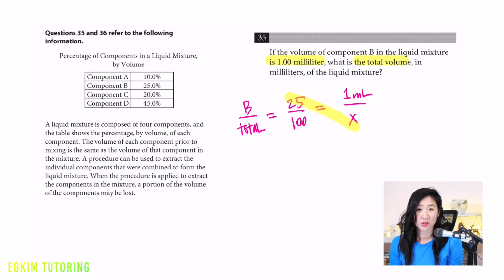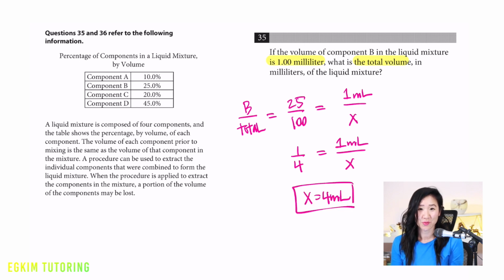And now you can actually cross multiply, but before you cross multiply, it's easier if you reduce the 25 over 100 to 1 over 4. So now we have 1 over 4 is equal to 1 milliliter over x, and then you cross multiply to get that x is equal to 4 milliliters, which is your total volume.